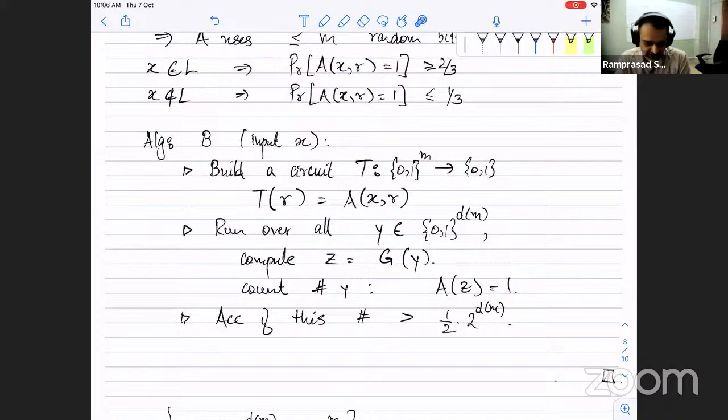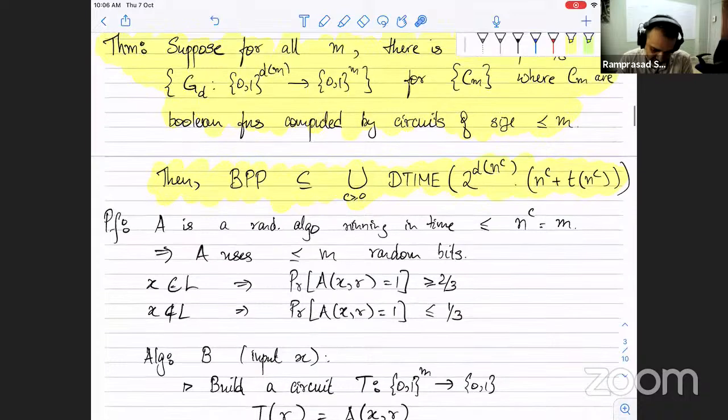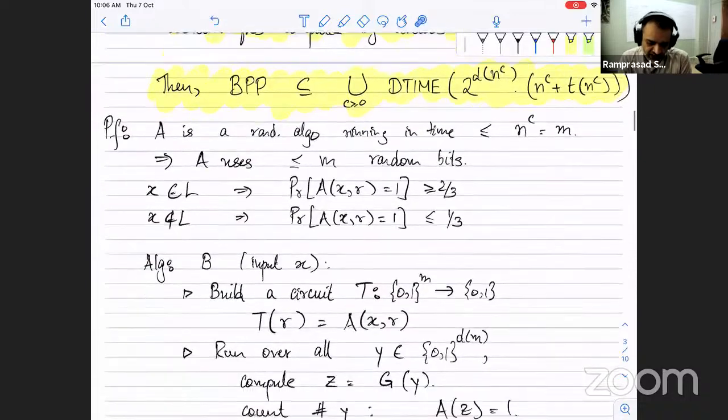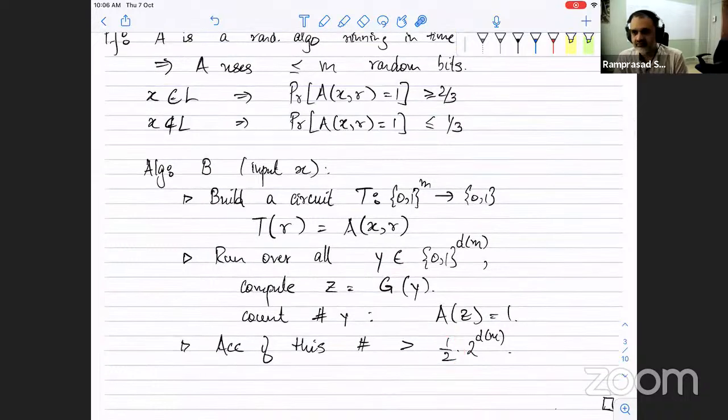Now notice that if A on uniformly random strings was equal to 1 with probability 2/3, and I start off with a generator that is 1/8 pseudorandom, it's still going to be at least as large as 2/3 minus 1/8. And 2/3 minus 1/8 is still at least half. Okay, and that's all that we are saying. The original acceptance probability was 2/3, but the acceptance probability on the pseudorandom generator will have to be at least as large as 2/3 minus 1/8, because it has to be within 1/8 of whatever was the old value.